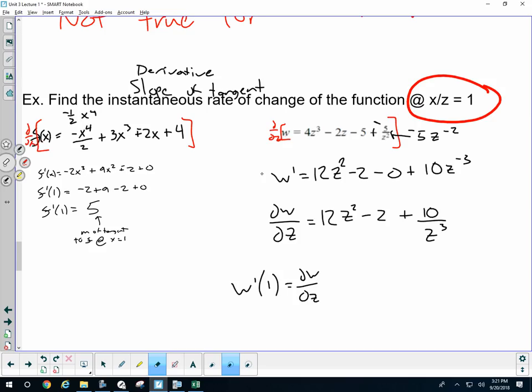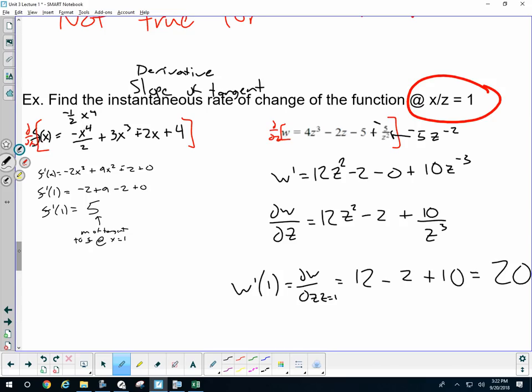So I wrote w prime and dw dz, not because you have to do that, just because I want you to be comfortable with them being the same thing. And you could write either of these as w prime of 1 or dw dz at z equals 1. Which is 12 minus 2 plus 10, which is 20. Okay? That's how quickly the function is changing at that moment.